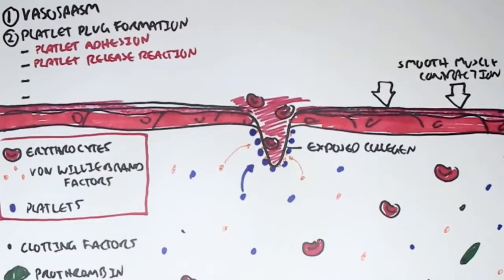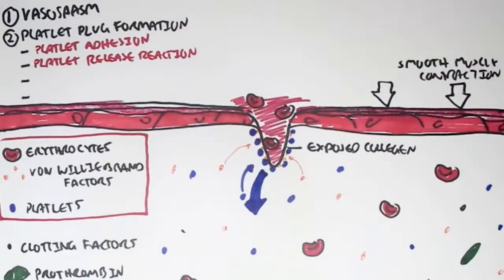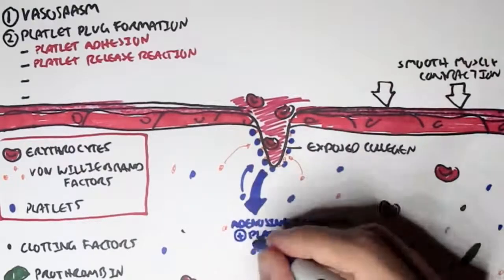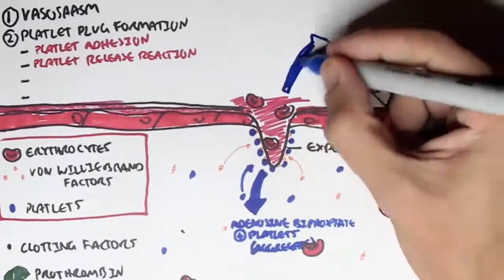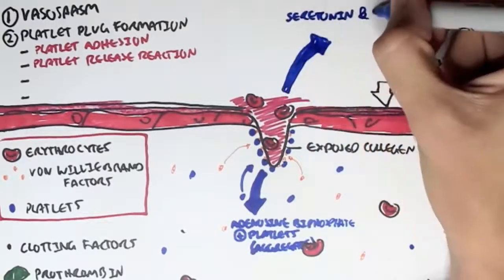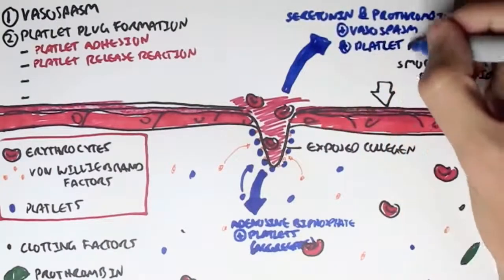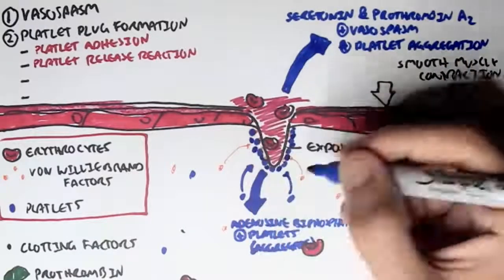The next step of platelet plug formation is the platelet release reaction. This is where the platelets begin releasing chemicals to attract more platelets to the area to join the party, as well as increasing vasoconstriction. The chemicals released by the platelets are adenosine diphosphate, which tells more platelets to come, and also serotonin and thromboxane A2, not prothrombin A2, that's a mistake. And this increases vasospasm and also tells more platelets to come, known as platelet aggregation, which is our third step in platelet plug formation.